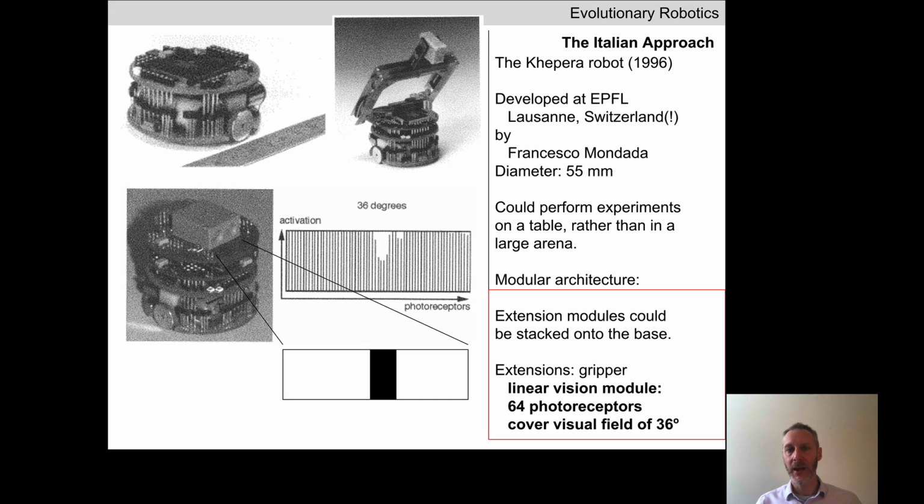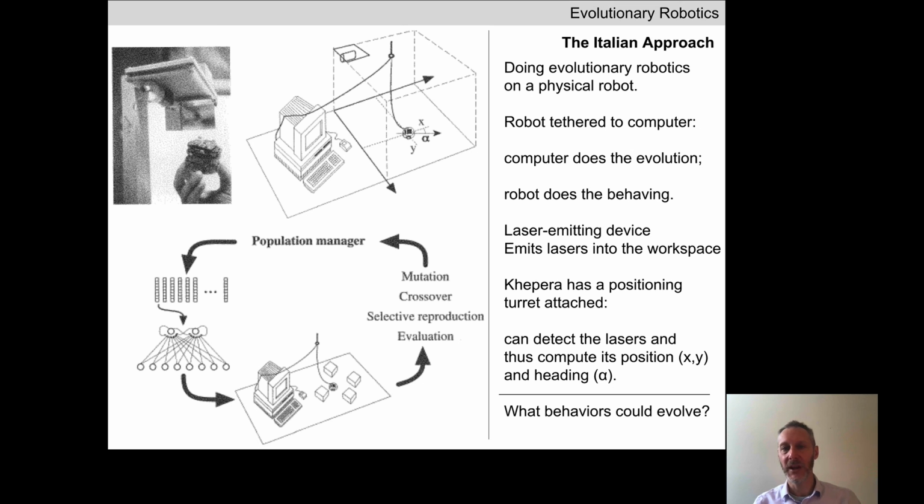That's it. Okay, so a Braitenberg vehicle has two photoreceptors and two wheels. This is 64 photoreceptors and two wheels. Okay. This was arguably the very first evolutionary robotics experiment performed. No physics engine. This is in the mid-90s. Physics engines hadn't been invented yet. So they had to do all evolution on the physical robot.